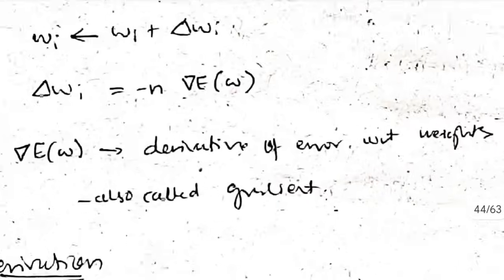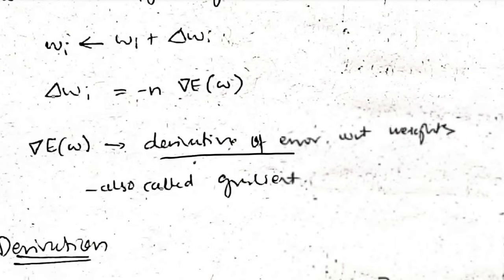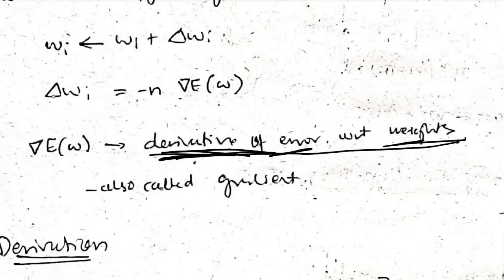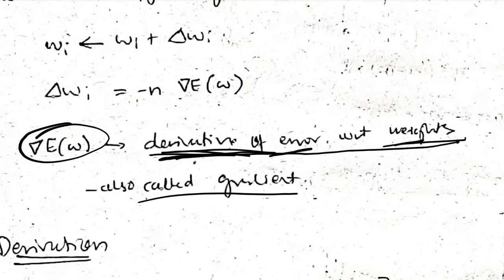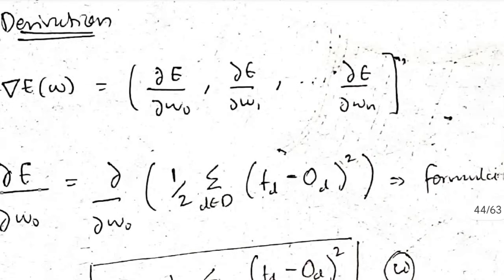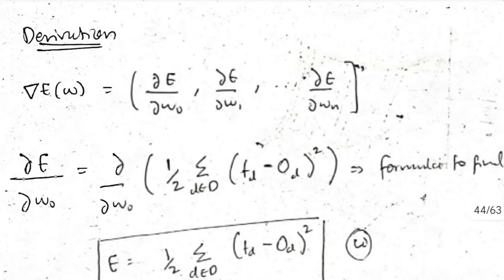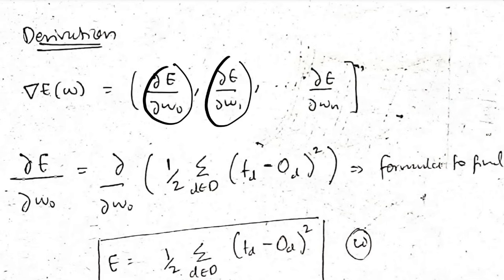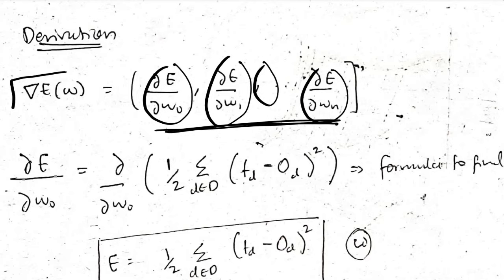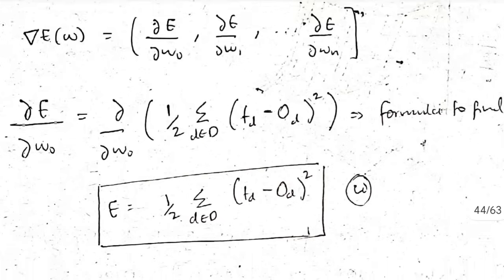Let's have a look at what it is. It is the derivative of the error with respect to the weights, which is also called the gradient. So you need to know the derivation very well. The gradient of E with respect to W is nothing but the partial derivatives of E with respect to w0, w1, w2 till wn, all combined. That is called the gradient of E of w.